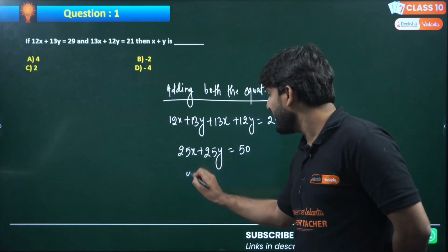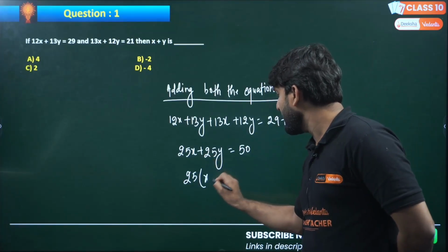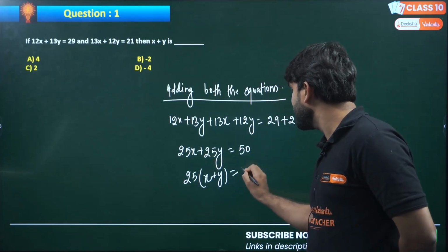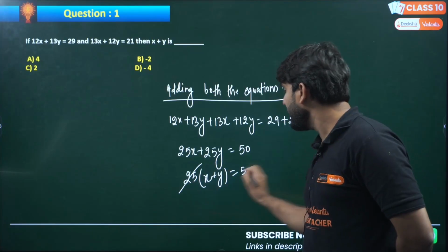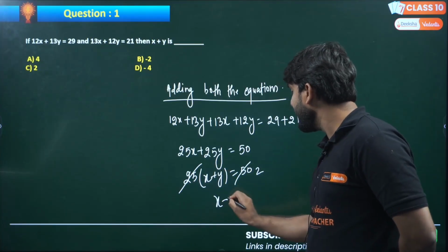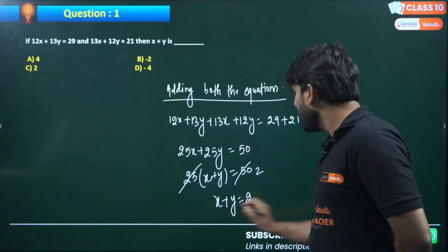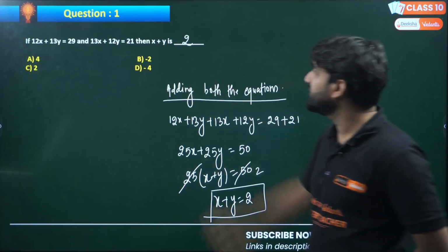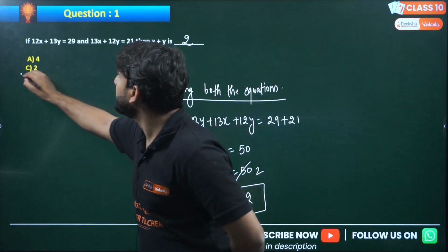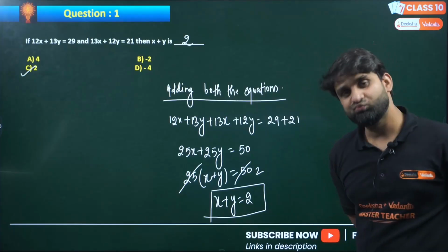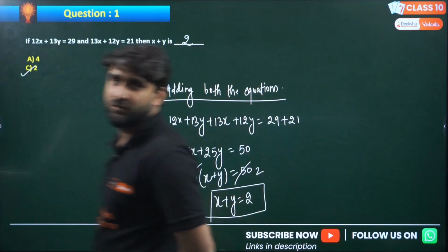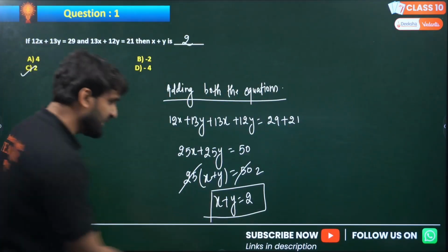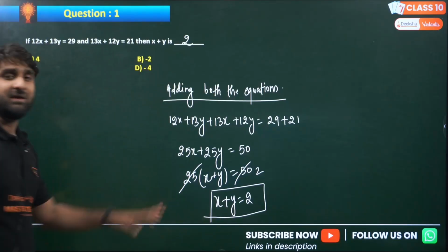Can we take 25 common here? On taking 25 common, we have x plus y is equal to 50, and 25 can cancel this 2 times. So x plus y is equal to 2. And what was the demand of the question? x plus y. So this is 2. Option number C will be the correct answer. Clear everyone? So x plus y is equal to 2.